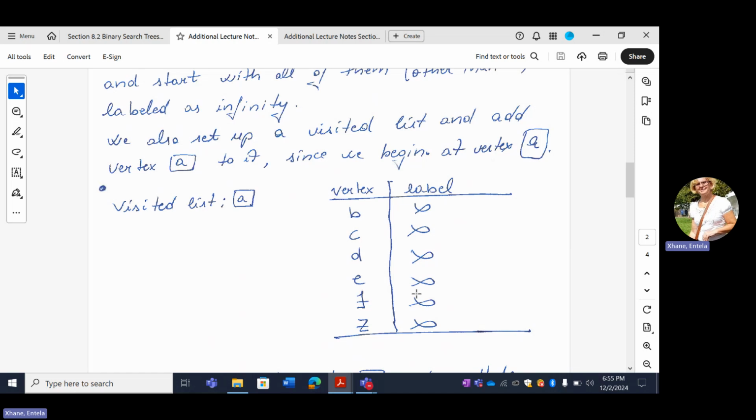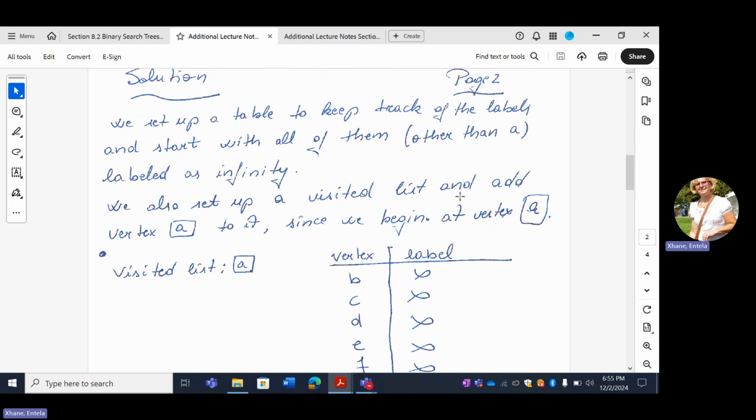Now, what's the label? Initially, I'm not moving anywhere. I'm at A. So that's why A is boxed or circled, if you want to call it. So therefore, I'm going to give them the maximum weight. This is not the current weight that you see in the graph. This is the weight that you determine as you move from one vertex to the other, or through more than one vertex, if that allows you. So we are going to start with all of them, except A, being labeled as infinity. Infinity is the idea of the maximum label of the paths, okay?